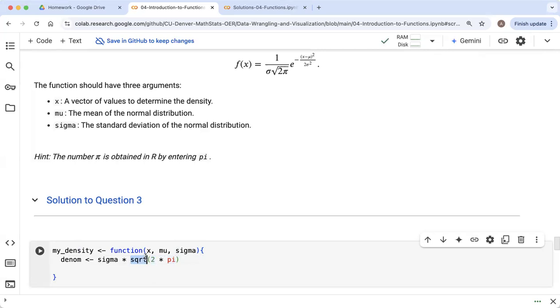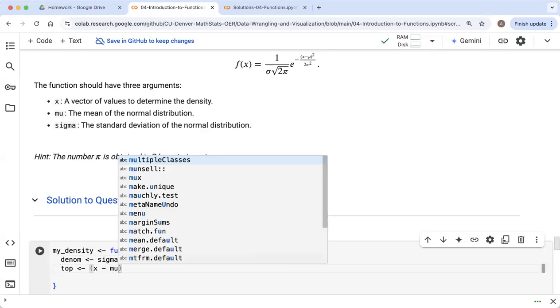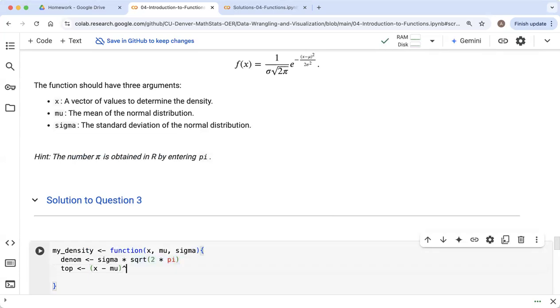And to take the square root, I can use the square root function. So this is sigma times the square root of 2 times pi. Okay, next I'm going to worry about the stuff that's in the power of the exponential term. So on top, I've got x minus mu, and that is being raised to the second power.